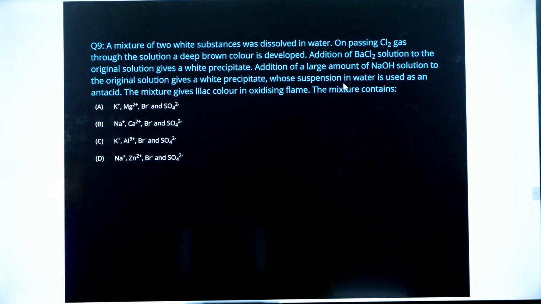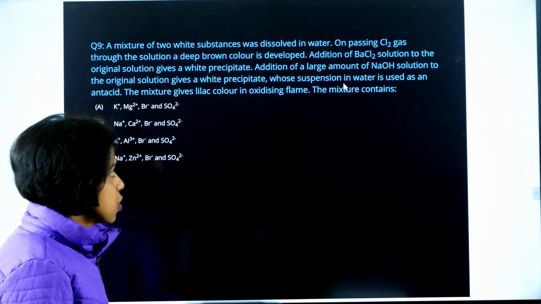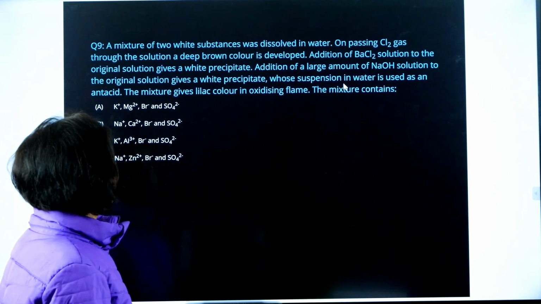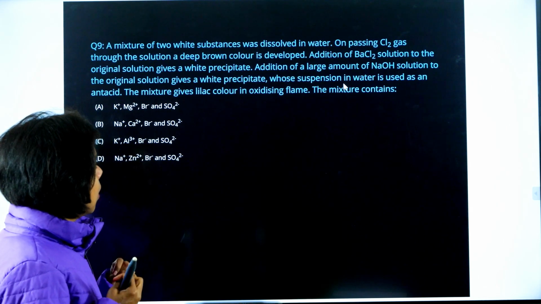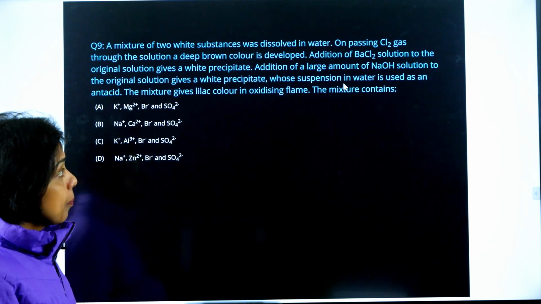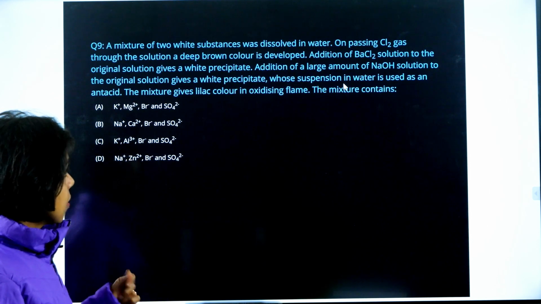Next question, guys. A mixture of two white substances was dissolved in water. On passing chlorine gas through the solution, a deep brown color is developed. Addition of BaCl2 solution gives a white precipitate.